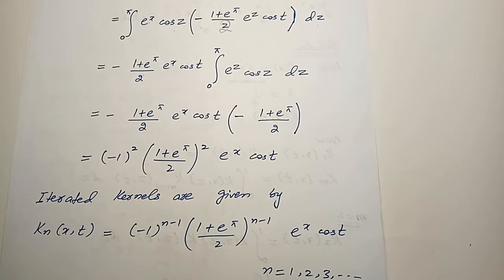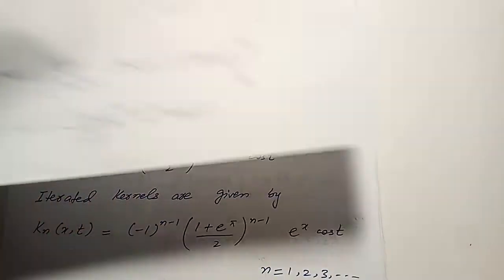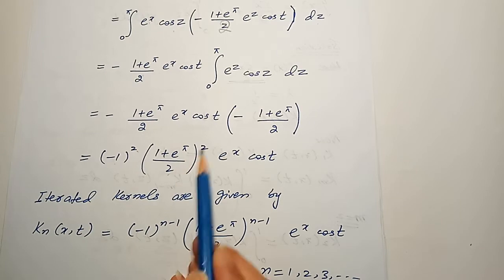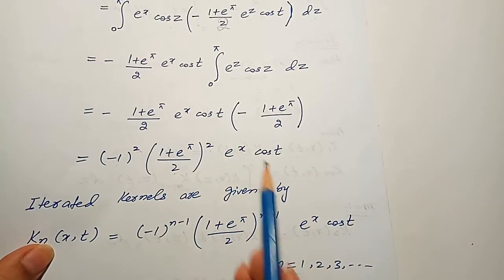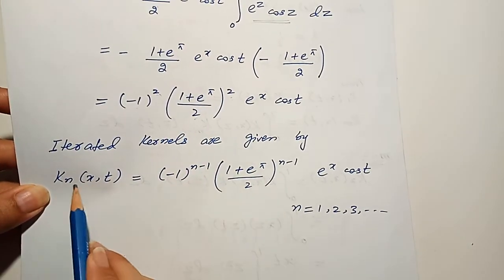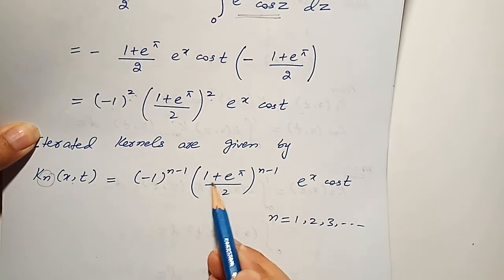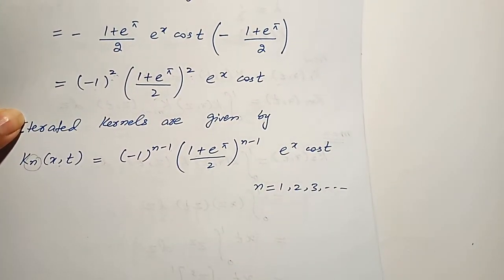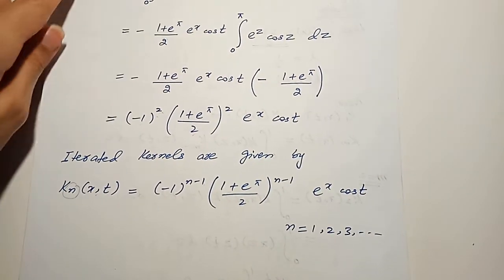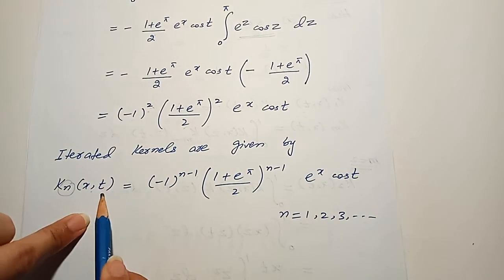Now if you observe, we got a pattern. For k2 I got (-1) to the power 1 and this to the power 1, times e^x cos t. For k3 I got (-1) squared times ((1 plus e^pi) over 2) whole squared, times e^x cos t. You have to do these iterations until you get some pattern. So according to that pattern, you can see if you have 3, it's 2 and 2. e^x cos t is coming in every term. So the iterated kernel will be kn of x,t. This 2 is 1 less than 3, so (-1) raised to the power n minus 1, times ((1 plus e^pi) over 2) raised to n minus 1, times e^x cos t, and n could be 1, 2, 3 and so on. In this way you can find the iterated kernels. You have to keep putting the values of n, 3, 4, 5 and so on until you get some pattern and you are able to figure out how to write the general iterated kernel.